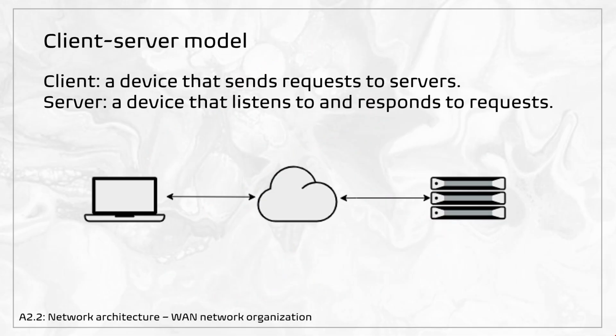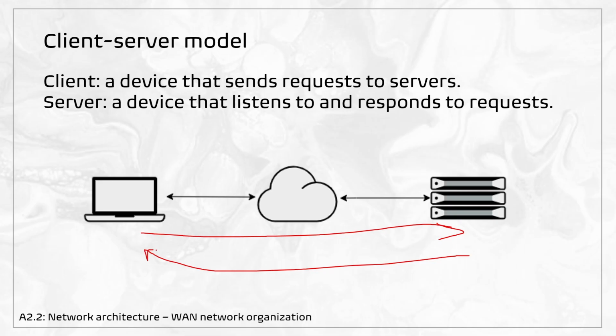Let's now move on to organization of wider networks, with the internet being our primary focus. Firstly, let's talk about the client-server model. All devices on the internet can be classified as either a client or a server, or both. We'll see why it could be both in a bit. A client is a device that sends requests to servers, while a server listens to and responds to requests. So here, a client might send a request like this, and the server just sends back an answer like so.